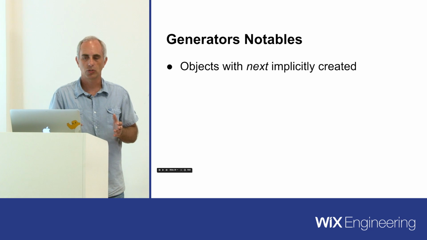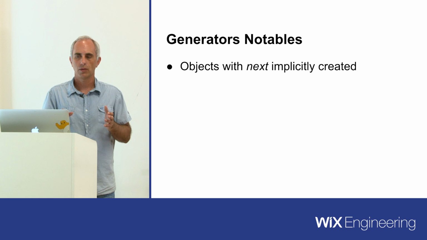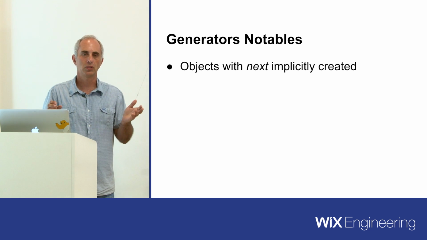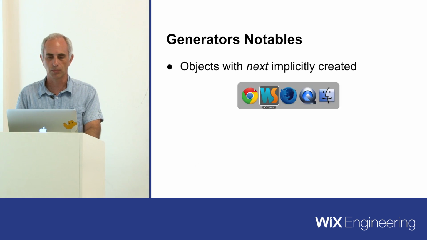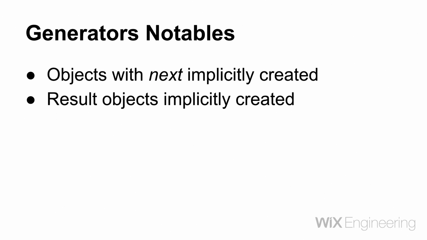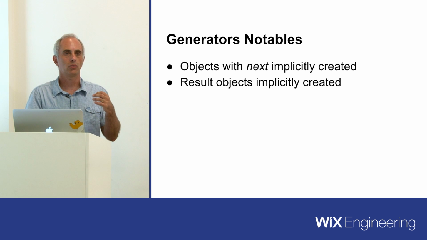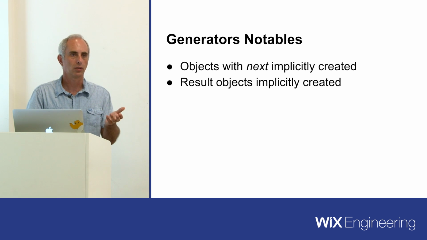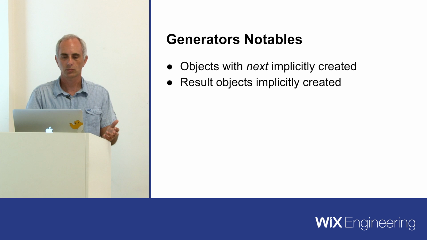So a couple of things about generators. First of all, they create the next method implicitly. As you can see in this example, I don't specify anywhere that I'm returning an object having a next method. The generator creates this implicitly. In addition, I'm not creating the return objects with the value and the done. Again, they're created implicitly. I'm just providing the value. Done is created automatically for me.